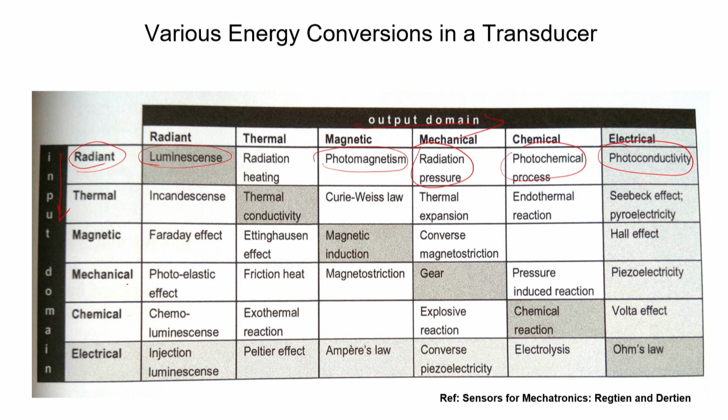Then let us come to something which we know very easily, like mechanical input. Mechanical input creating thermal output, maybe in terms of friction heat. Creating a magnetic field is magnetostriction. I will talk about it in the course of our discussions. Mechanical input creating a mechanical change in terms of a gear, or mechanical input creating a chemical change, maybe a pressure induced reaction, or mechanical input creating an electrical field like piezoelectricity. So like that we have all these different types of patterns possible from the input to the output.